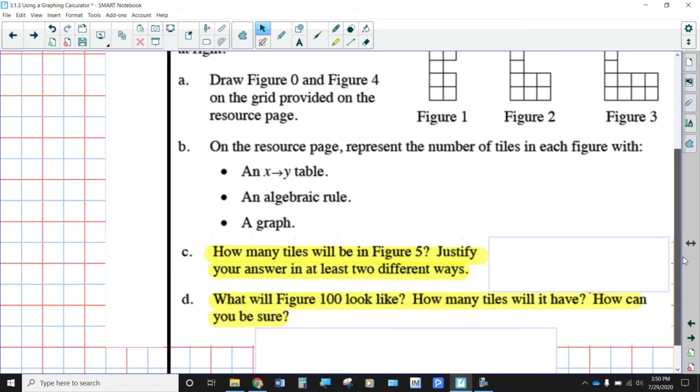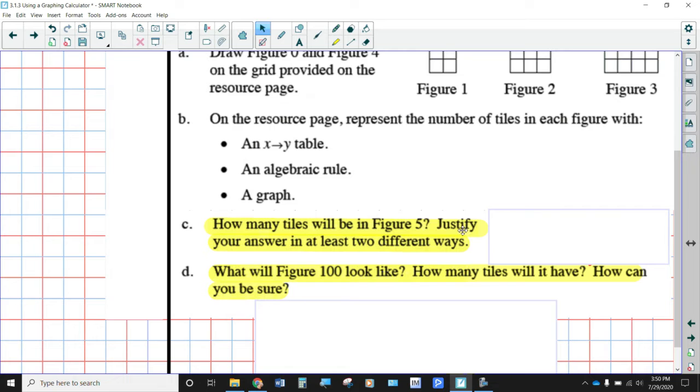What is it we're going to have to do? How many tiles will figure 5 have? Justify your answer in at least 2 different ways, okay? And then what will figure 100 look like, and really let's just focus on how many tiles will it have and how can you be sure.